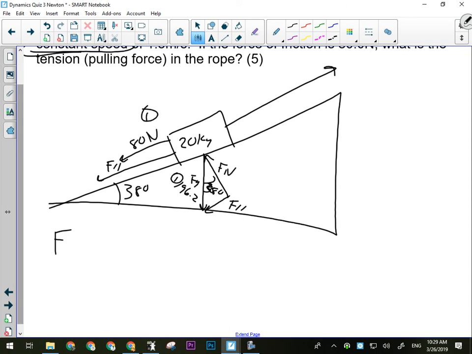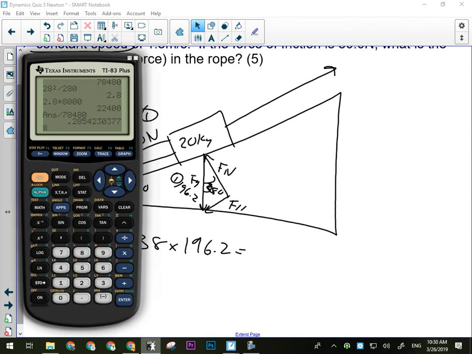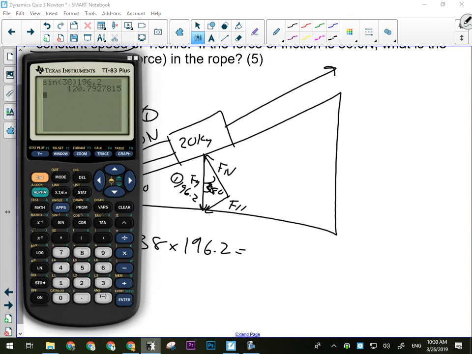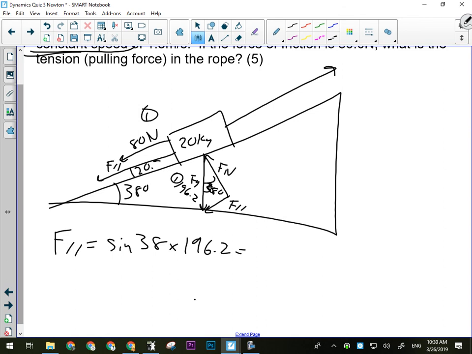Okay, their next mark is for calculating F parallel. That'll be the sine of 38 times 196.2. Okay, so we got 120.79 as our force parallel. Okay, 1 mark for calculating that, and I'll take that as a method mark. They don't have to have got the right answer for that.